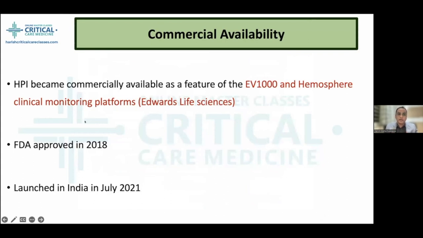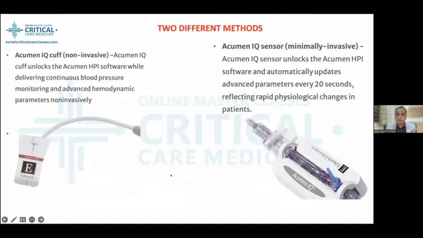Basically it is commercially available as a feature of the EV1000 monitor device and the HemoSphere clinical monitoring platform from Edwards Lifesciences. The FDA has approved this monitoring device since 2018. In India, this unit has been launched since July 2021 for the clinical utility of the hypotension prediction index.